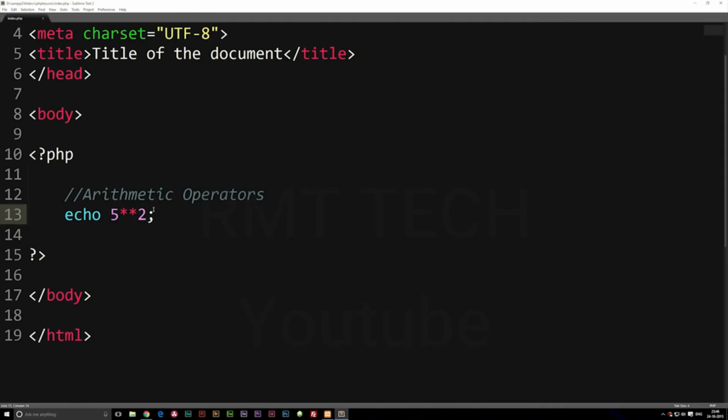So these are some of the basic arithmetic operators we have inside PHP, and this is really all we're going to talk about in this episode. In the next episode, we're going to cover something called an assignment operator.